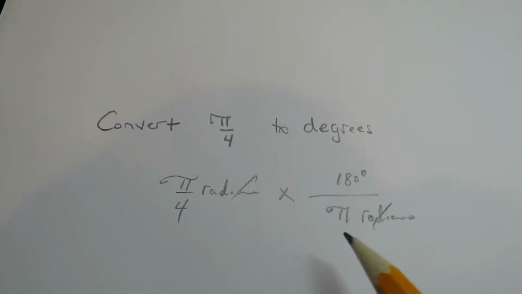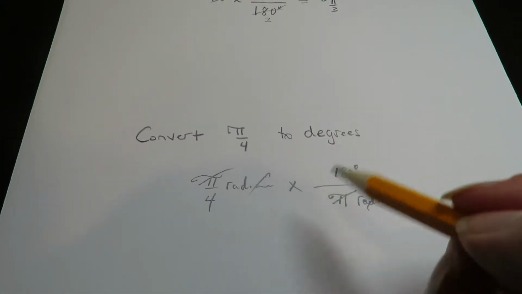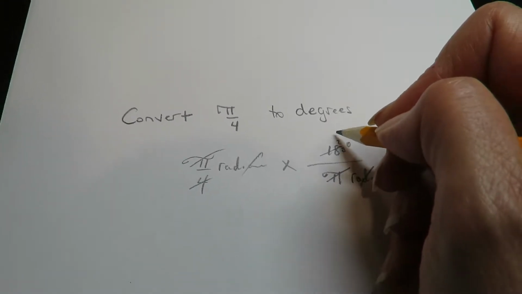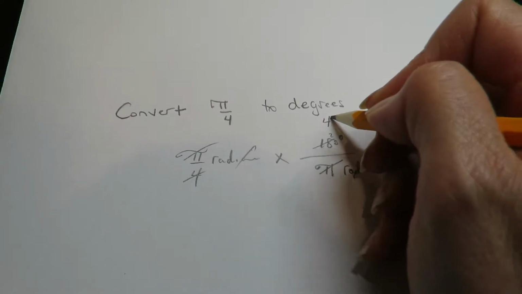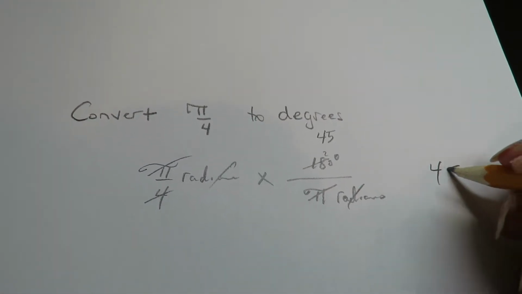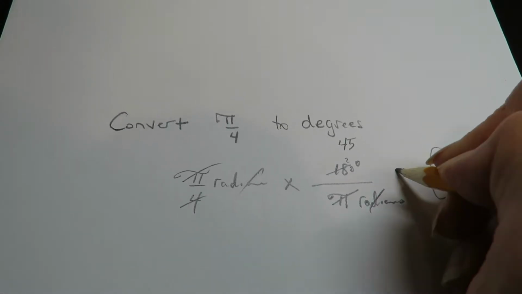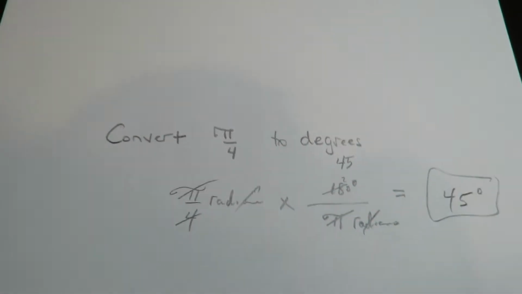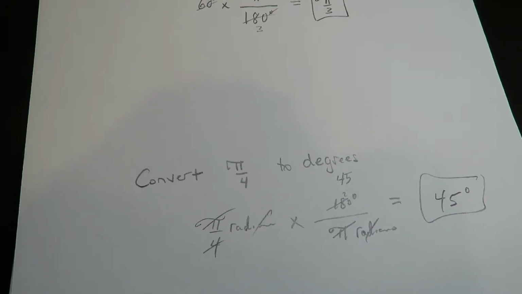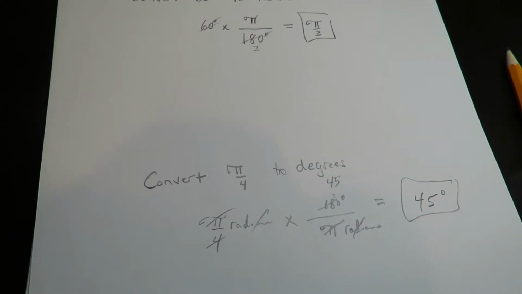Now the unit of radian is going to cancel. The pi's happen to cancel. There can be some weird scenarios, but the pi's are going to cancel here, and then 4 goes into 16 and 20. 4 goes in 16 and then 20 is 45 degrees. So we're going to degrees. So you're going to get 45 degrees out of this one. All right, so those are the basic conversions from radians to degrees.